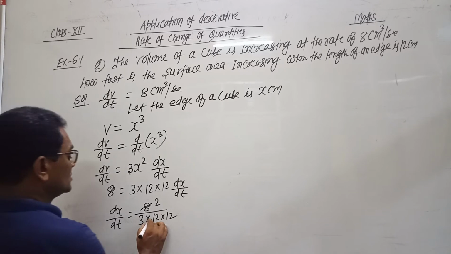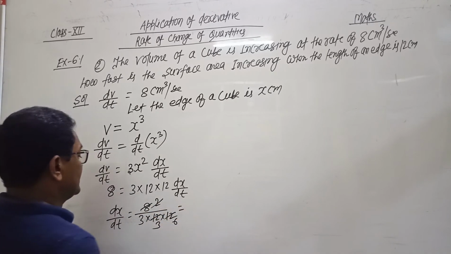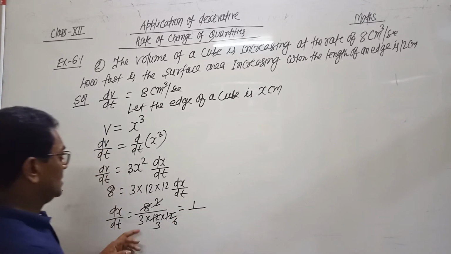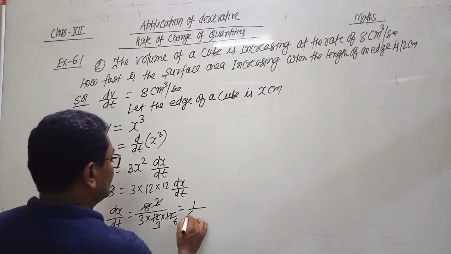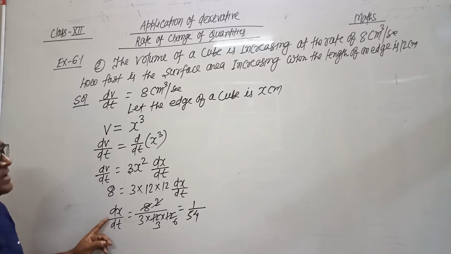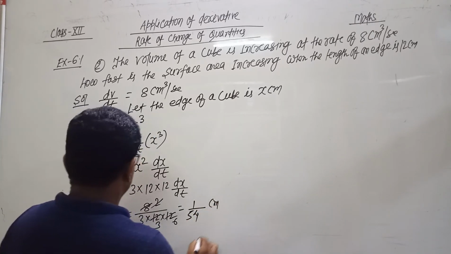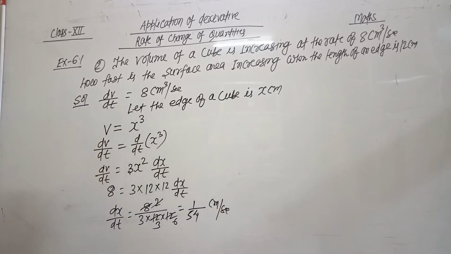Simplifying, 2 fours are 8, 3 fours are 12, 2 sixes are 12. And dx by dt comes to be 1 upon 3 into 3, 9, 9 sixes are 54. What is its unit? The unit of x is centimeter, and the unit of time is second. So centimeter per second. dx by dt is 1 by 54 centimeter per second.